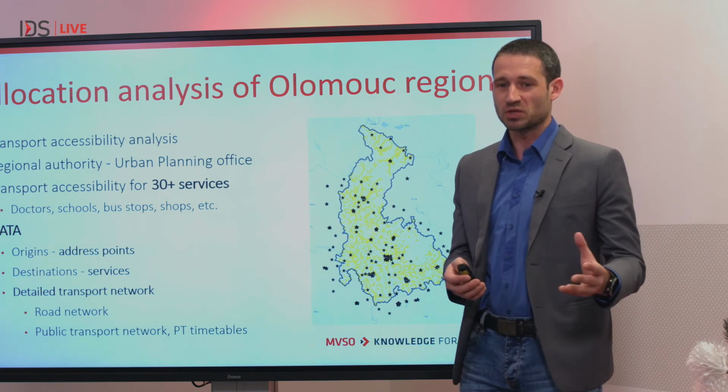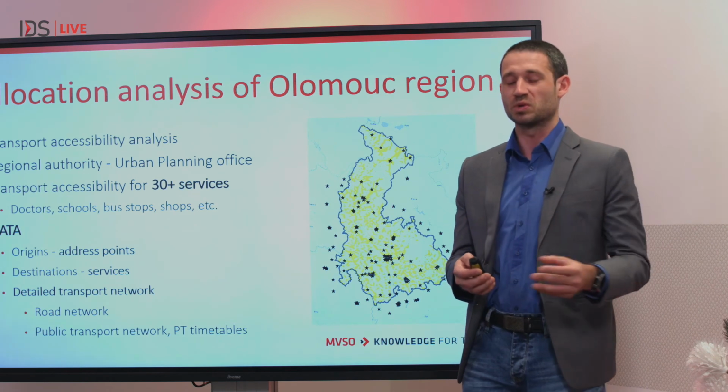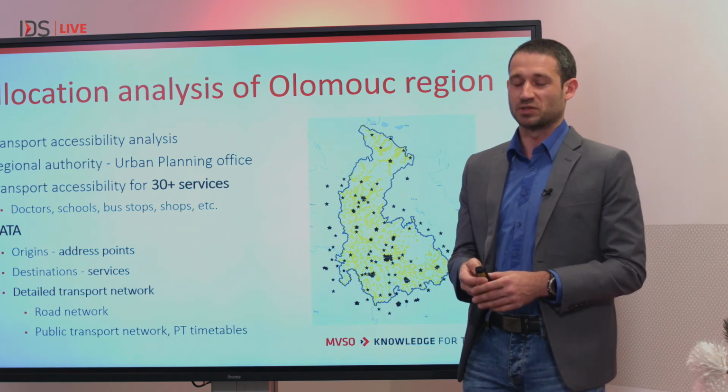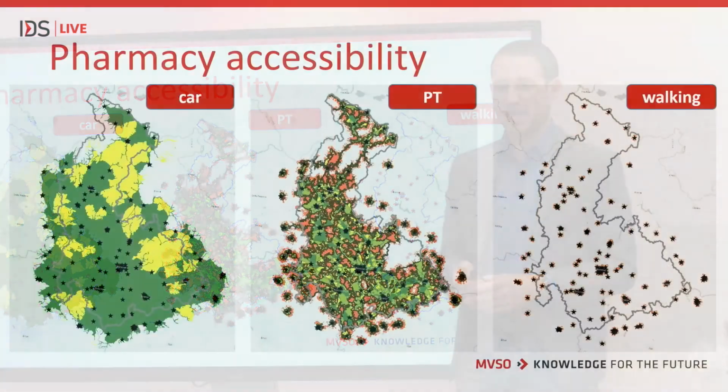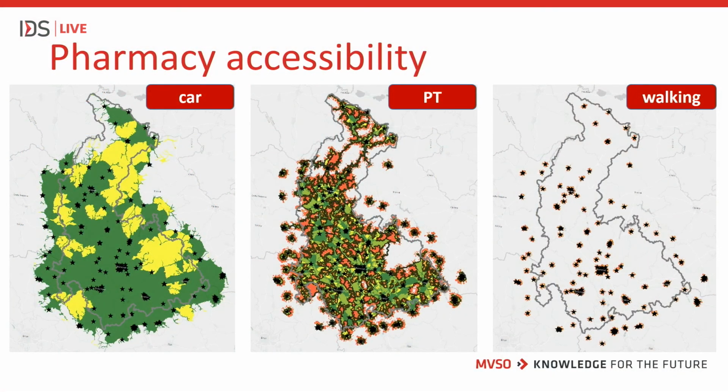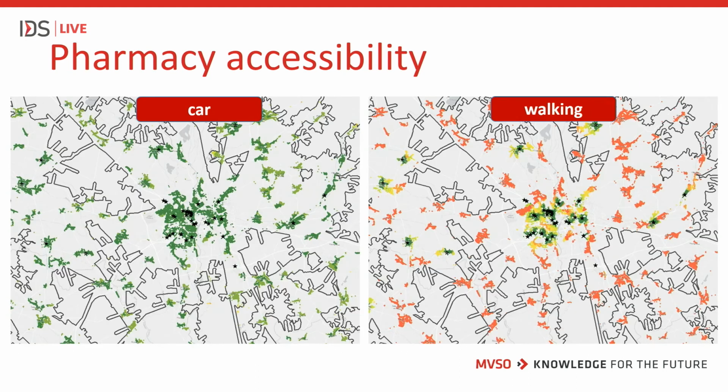We had a road network, we had a public transportation network, we worked with public transportation timetables, and what was the result? We were able to create these service areas for cars, for public transportation, and for walking. Simply, what is green is okay. These areas are accessible within some limit, which is okay, and what is orange or red or yellow is not so much accessible. I will go into details.